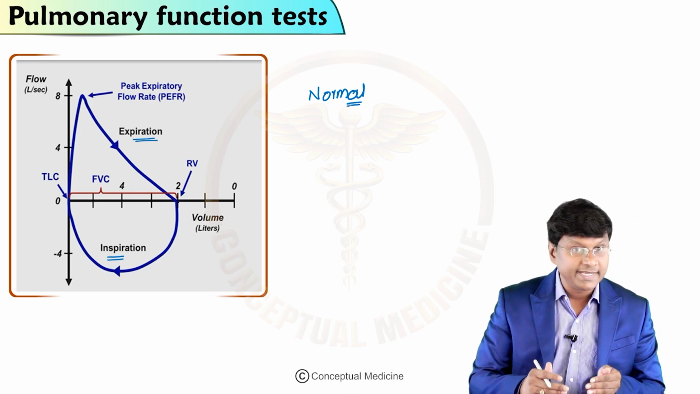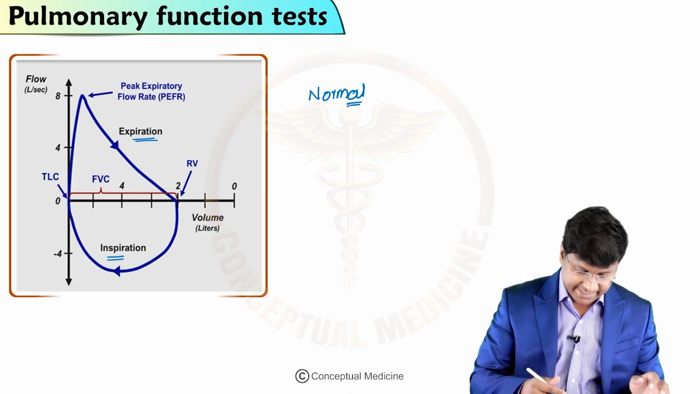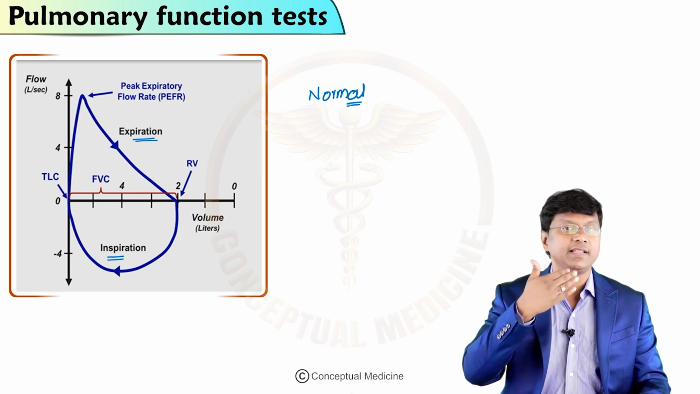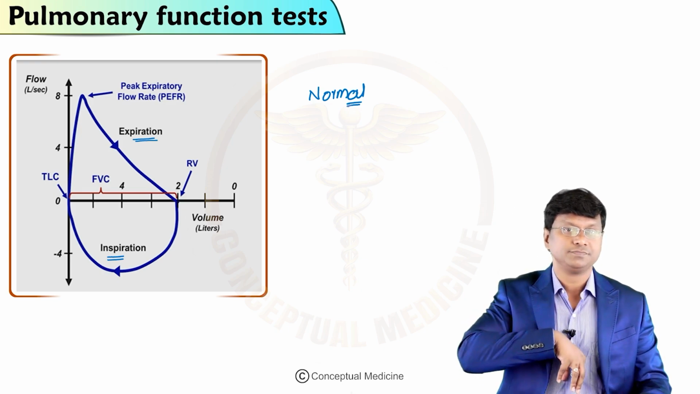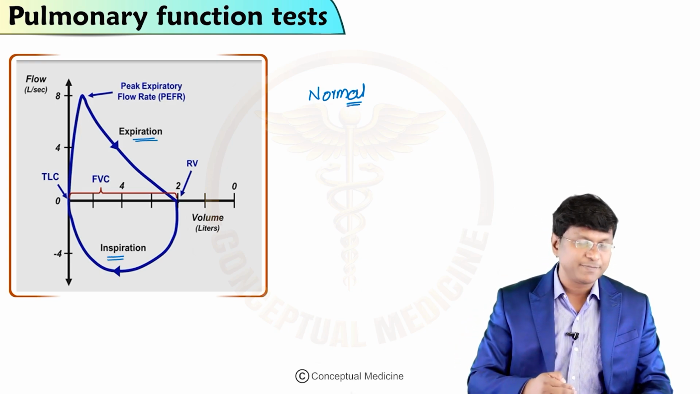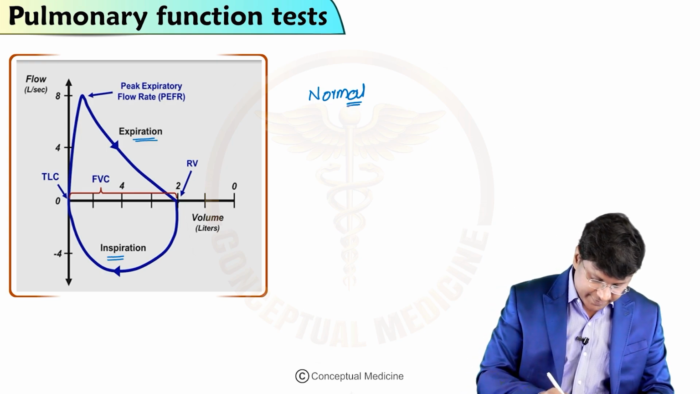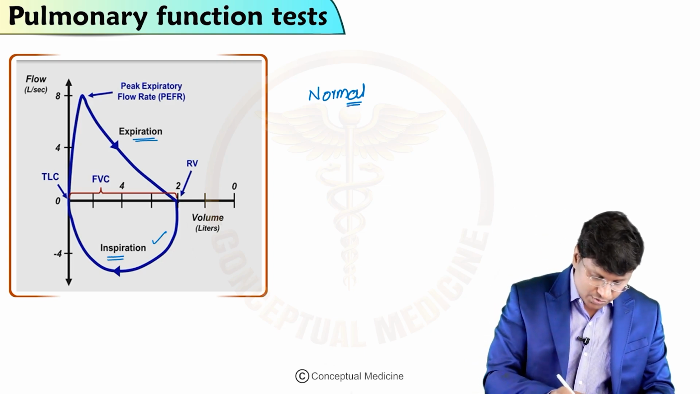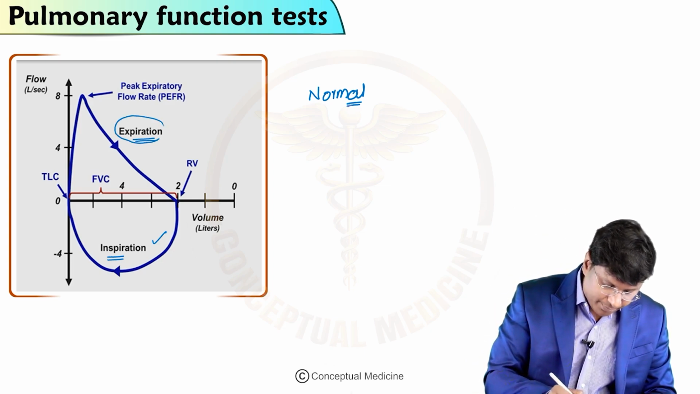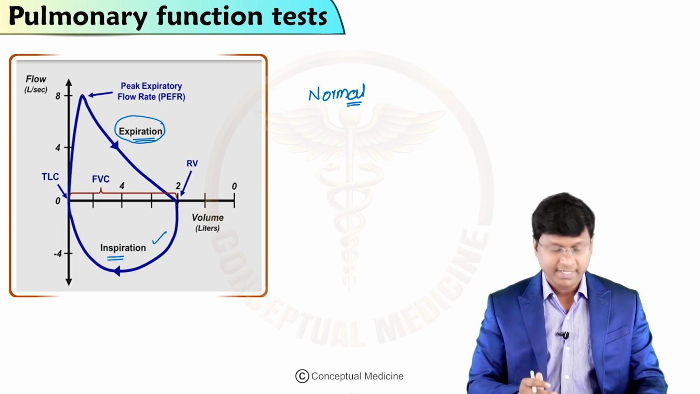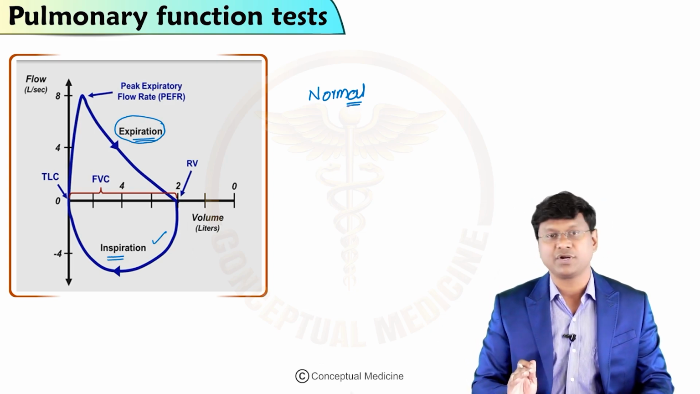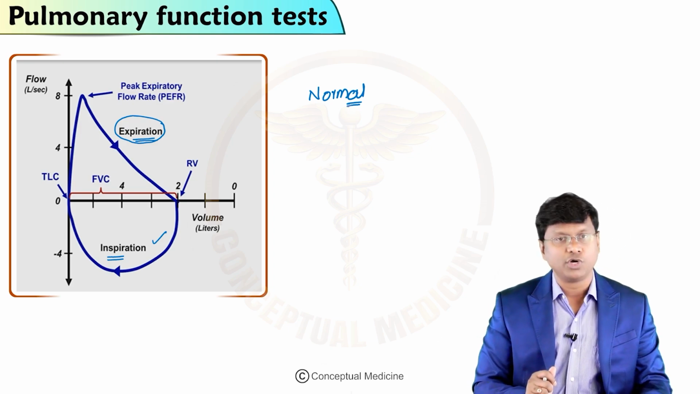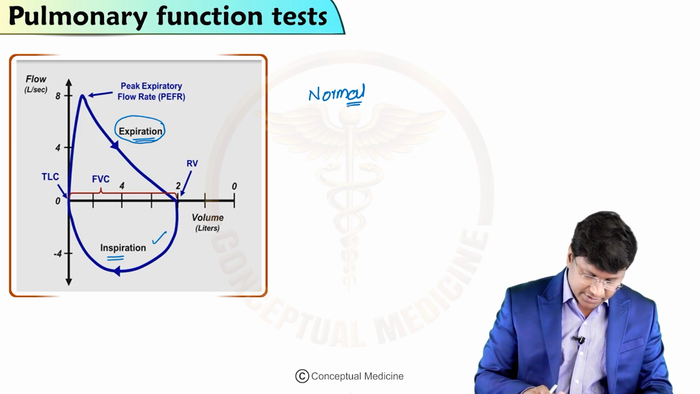So on the negative axis, on the lower side, you have inspiration. And how to remember that? It is very simple. Whenever we inhale, the air moves down. So the lower aspect of your flow volume loop is your inspiration, and whenever we exhale, the air moves out. Okay, so the upper component will be your expiration. Lower component will be inspiration and the upper component will be expiration. Now this is a normal flow volume loop. Now you see questions on this.